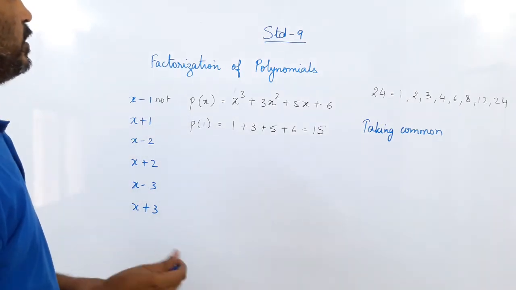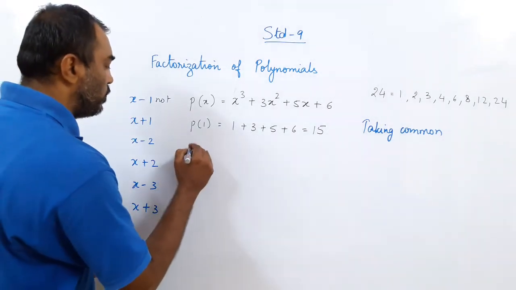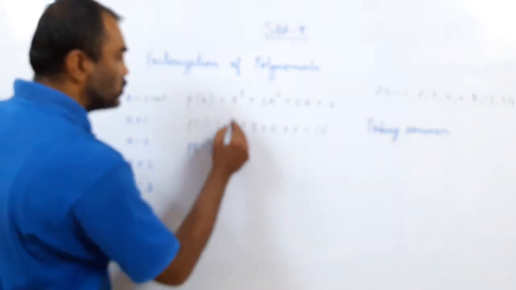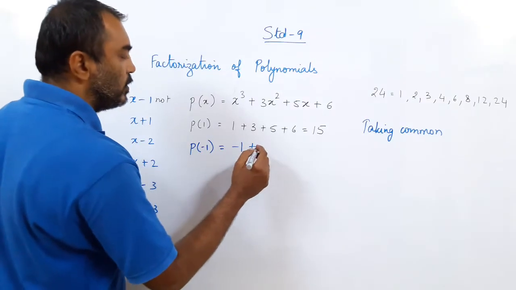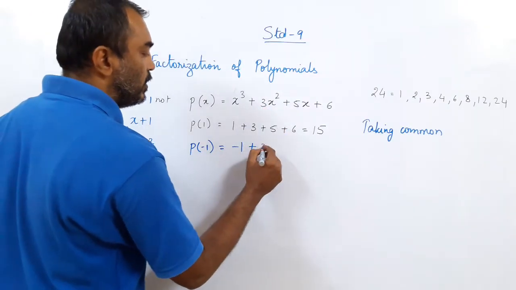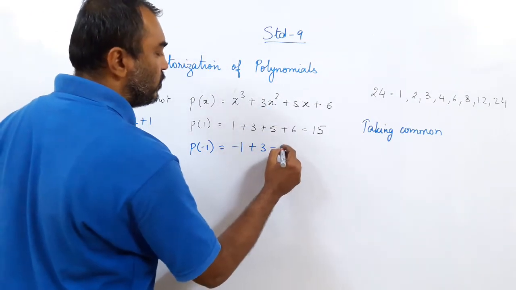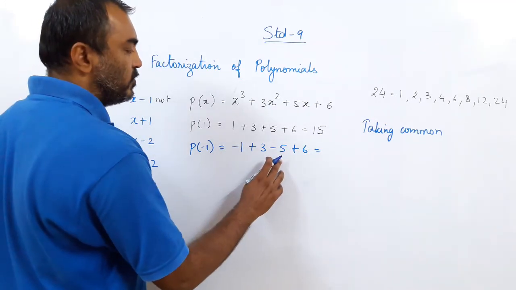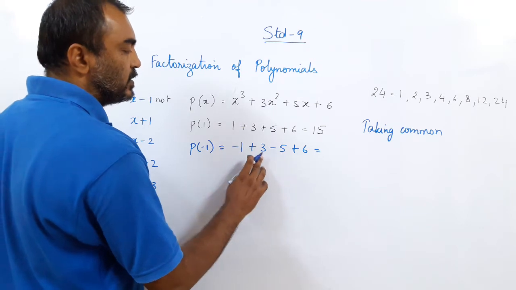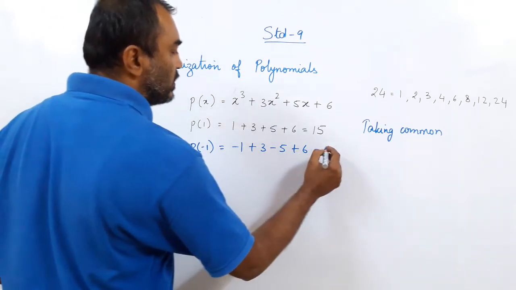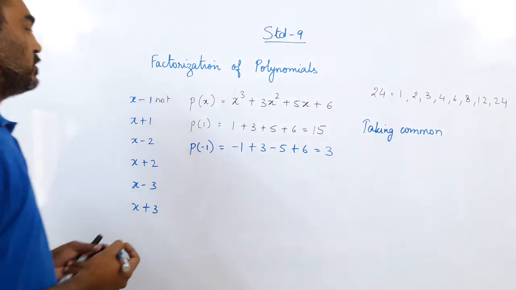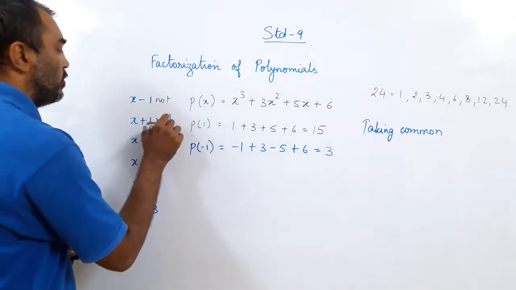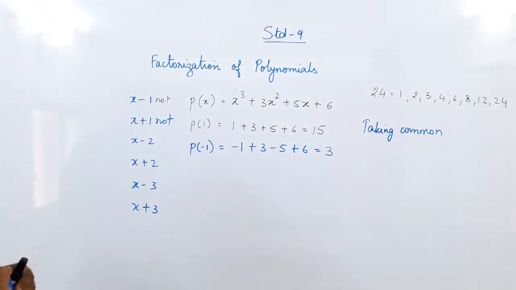Next, let me try p of minus 1. X plus 1, so p of minus 1. So minus 1 cube is minus 1, but minus 1 square is 1, 3. Minus 5 plus 6. What do you get? Minus 1 minus 5 is minus 6. 6 plus 3 is 9. 9 minus 6 is 3. This is also not a factor. Right? So x minus 1 is not a factor, x plus 1 is not a factor.